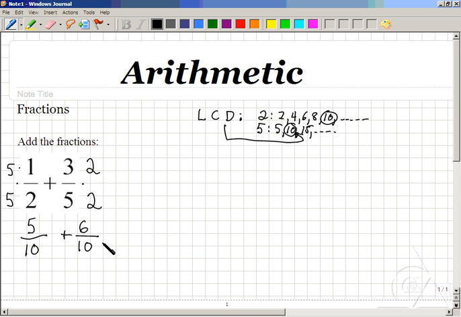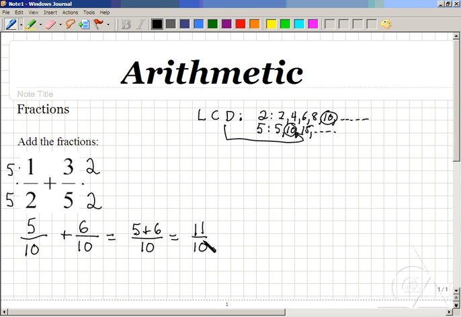So 5/10 plus 6/10, now that the denominators are the same, means that we could add or subtract the numerators, or the tops. So 5 plus 6 over the common denominator of 10 becomes 11/10.